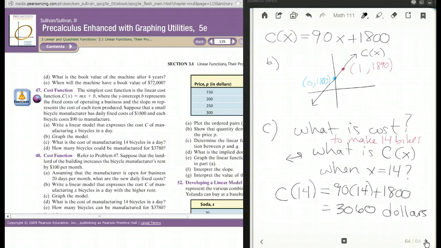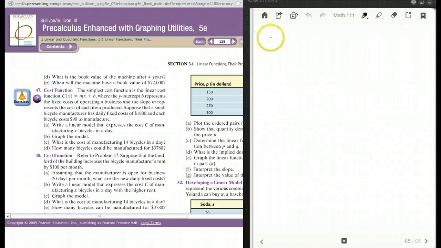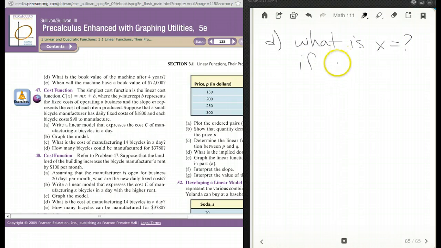Okay, and now let's handle part D, so that our video doesn't get too long. Yikes. If you had to take a break during this video, that's okay, I understand. Let's handle part D. How many bicycles could be manufactured for $3,780? Okay, so notice this is like the backwards question of part C, right? In C they said, what is the cost to make a certain number of bicycles? Now they're asking us how many bicycles for a certain cost, right? So they're actually asking us for an x value here in part D, right? So really in part D they're saying, what is x equal to if the cost is $3,780?